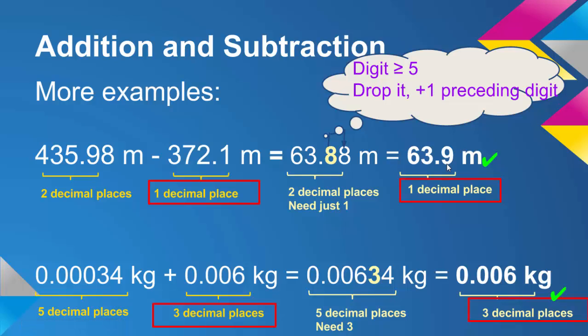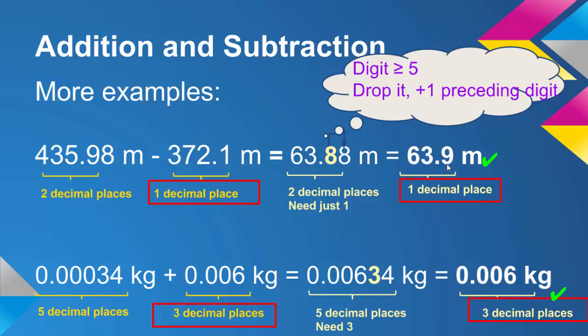All right, well, that makes sense. 63.88 is closer to 63.9 than it is to 63.8. It is, and that's why we can't round it down to 63.8, because we're actually closer to 63.9. All right, that makes sense. What about the next example?